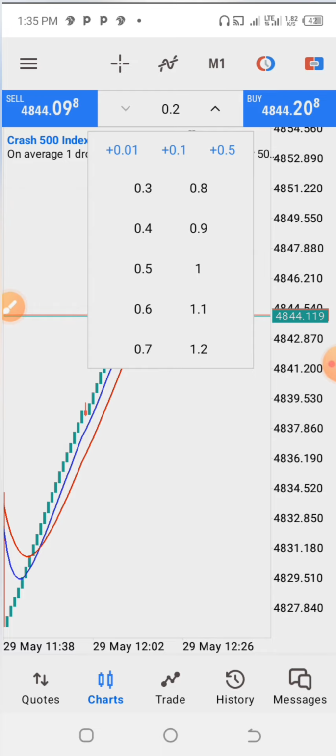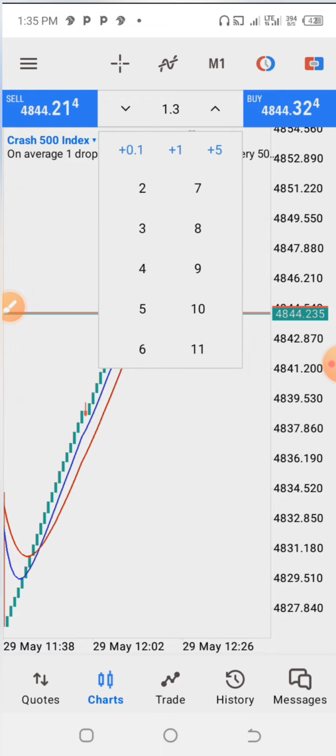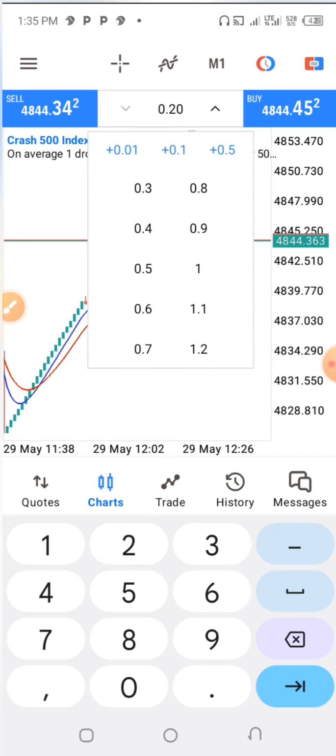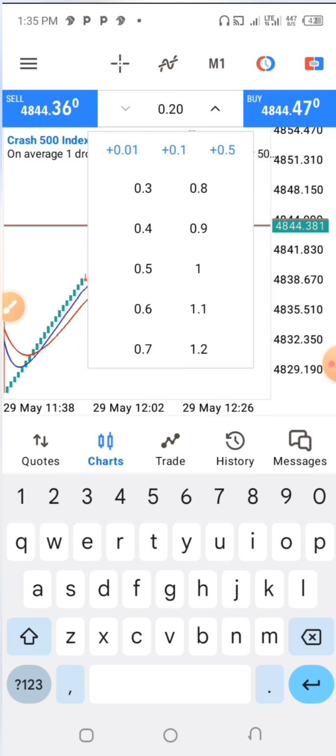So if you touch like this, let's assume you want to trade with 0.30, which is 30 cents, 0.50, 50 cents, 0.80, or $1, which is 1.00. If you want to trade with 1.30, you want to trade with $7. So in a case that you have something like this and you don't know, just touch it and return, because you need to put your lot size. This is how the lot size looks this time around. It's still the same thing, that is what you still have there.